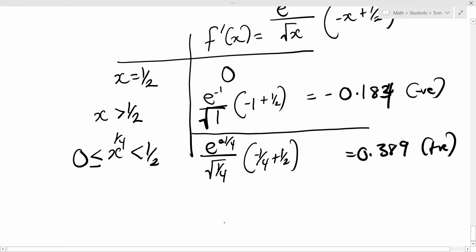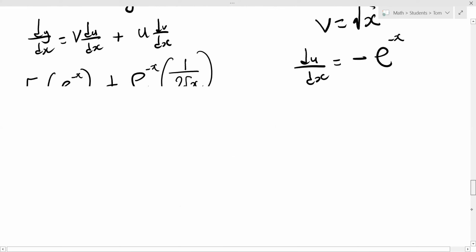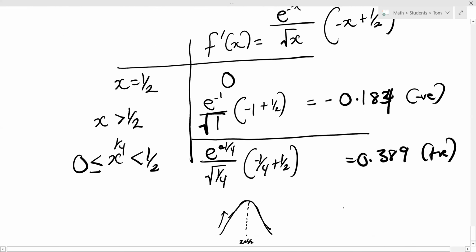It looks something like this. Let's say where x is half, on the x-axis. As it goes above half, it starts to decrease. If it goes below half, that's where the function was increasing. So this kind of answers the next question now. Find the local maximum. At x equals half, we have a maximum value.